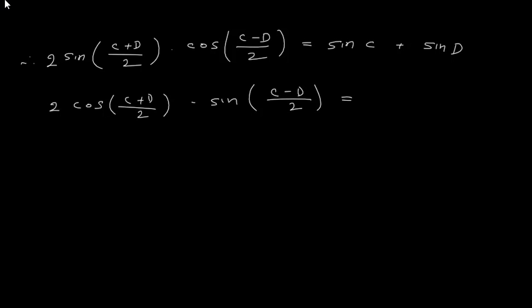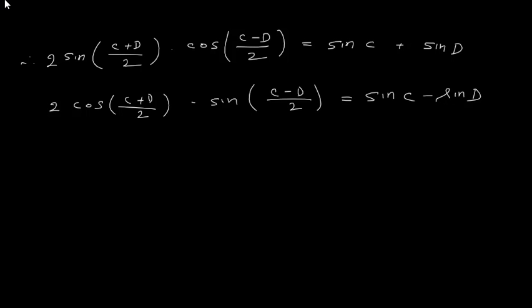This I will have sin c minus sin d. So sin c minus sin d is 2 cos (c plus d)/2 sin (c minus d)/2, and sin c plus sin d is equal to 2 sin (c plus d)/2 cos (c minus d)/2. Okay. So all these things are getting very much confused. So again and again you have to derive them, you have to write them. And when you solve the problems, you will have more confidence in these formulas.